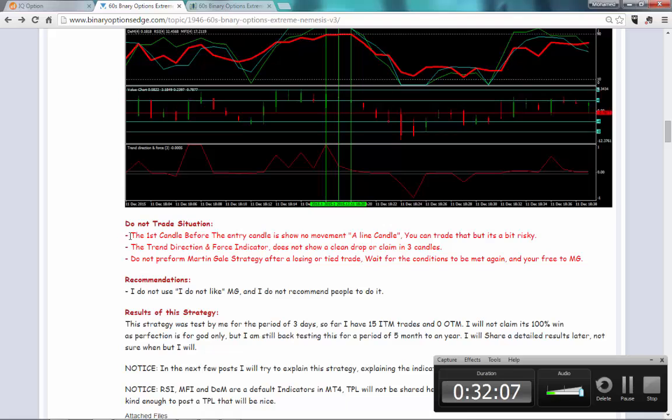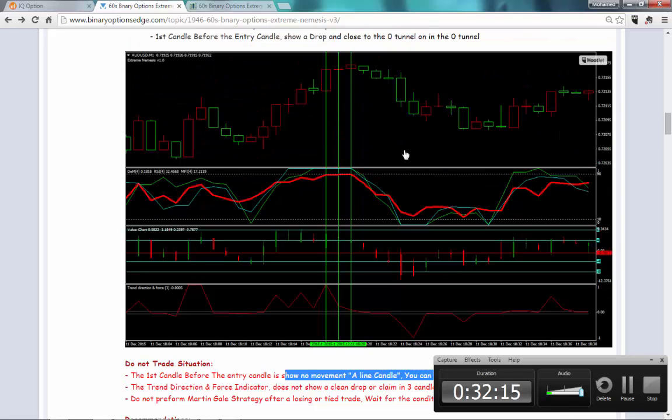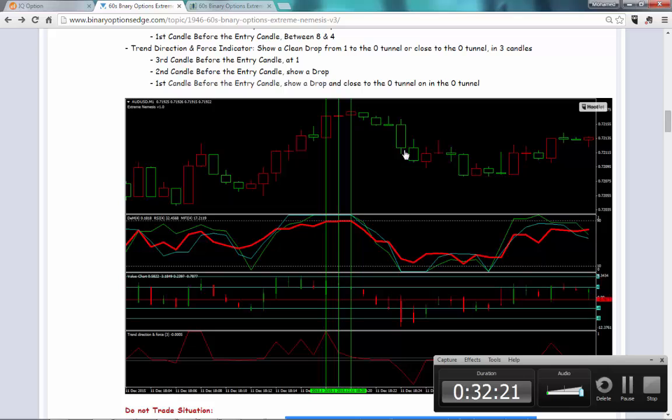Do not trade the first candle. Entry shows no movement here. I said here you can trade, but I think it's a bit risky. Like I said, maybe it already did the breaking point, like it did the resting point, and then it wants to continue up. That's why I don't really recommend it.